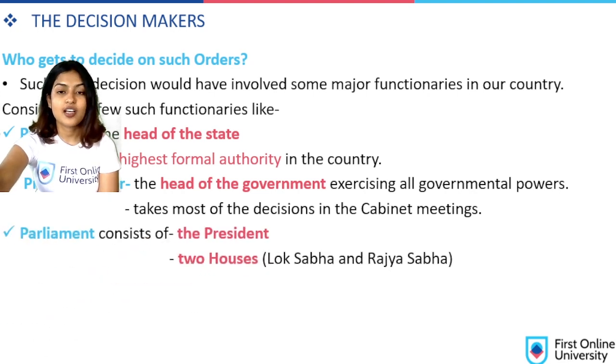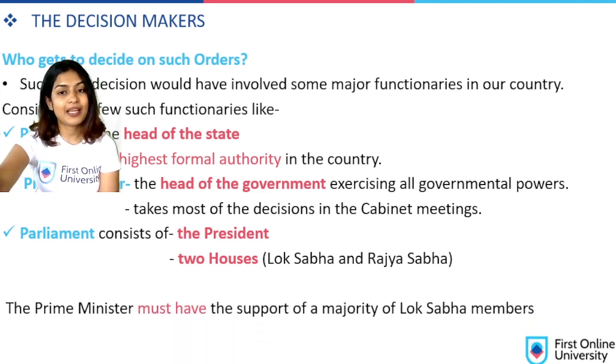Then we have Parliament. Parliament consists of the President and the two houses, that is Lok Sabha and Rajya Sabha. The Prime Minister must have the support of a majority of the Lok Sabha members.